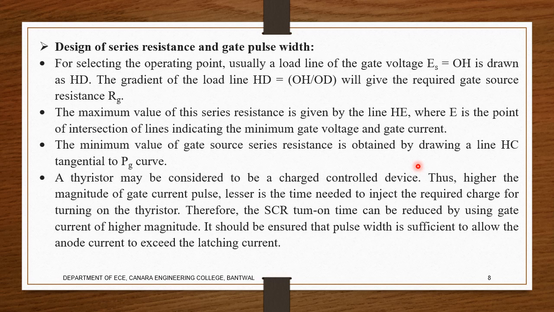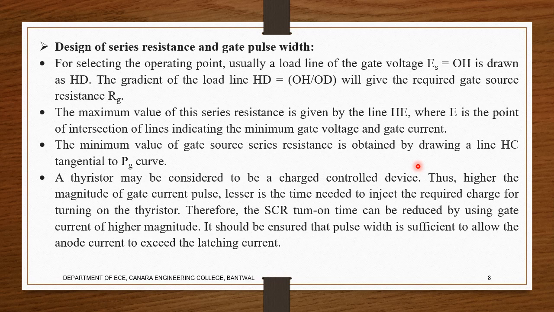As I said, the higher the magnitude of the gate pulse, the shorter the turn-on time. As I said in the third region, the higher the gate voltage or current we apply, the more charge is given. Therefore, the SCR turn-on time can be reduced by using a higher gate pulse magnitude. So turn on can be controlled by giving the gate voltage.